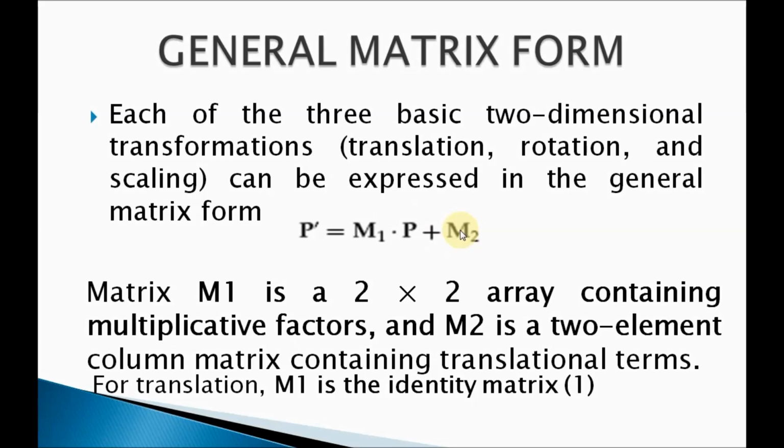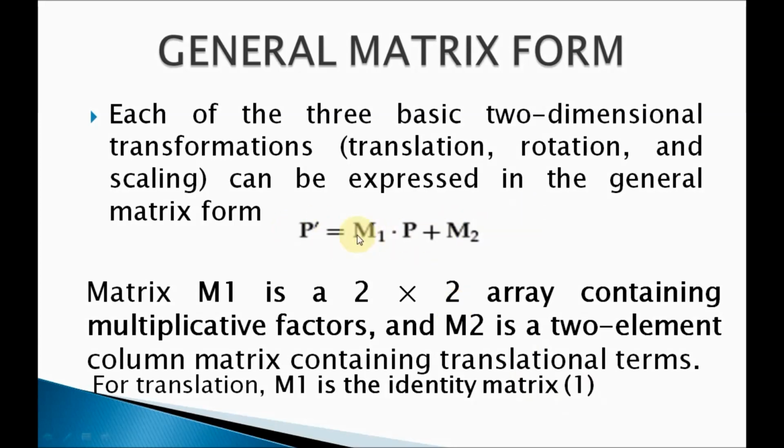And one more important thing, M1 is the identity matrix. Identity matrix means all the diagonal values will be 1. I will explain why in the coming slides, but just remember M1 is the identity matrix, that means the diagonal values will be 1. So this is the general format.